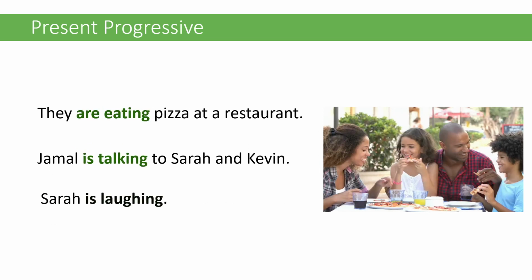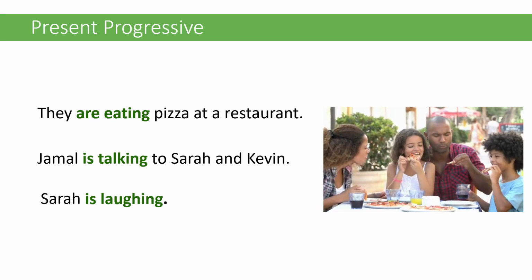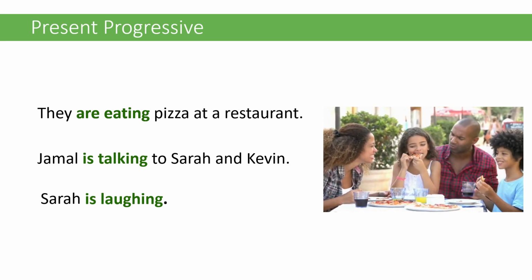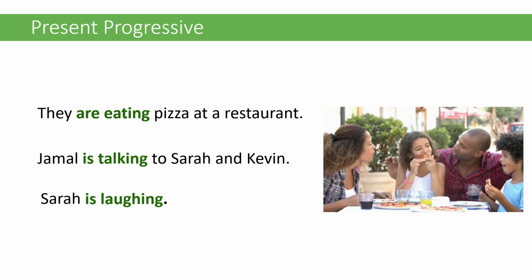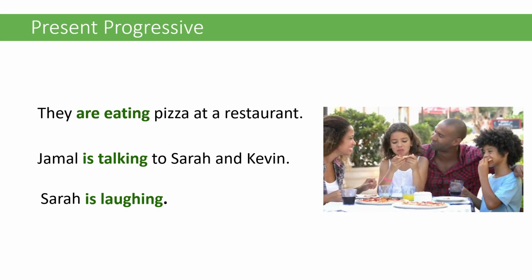Here are a few more examples. They are eating pizza at a restaurant. Jamal is talking to Sarah and Kevin. Sarah is laughing. I don't know who Sarah is. Okay.